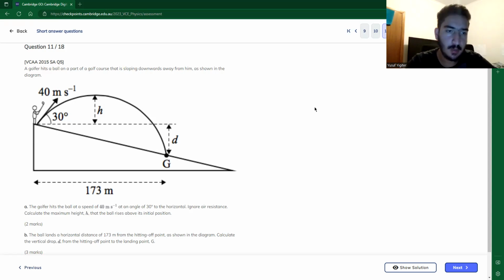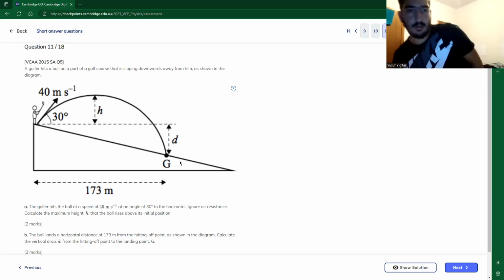Now let's move on to question B. The ball lands a horizontal distance of 173 meters from the hitting off point, as shown in the diagram. Now calculate the vertical drop D. This is the vertical drop D from the hitting off point to the landing point G. Wow, okay. That's actually, I don't think I've done that before. So it's giving you 173 meters, so we probably have to use that somehow.